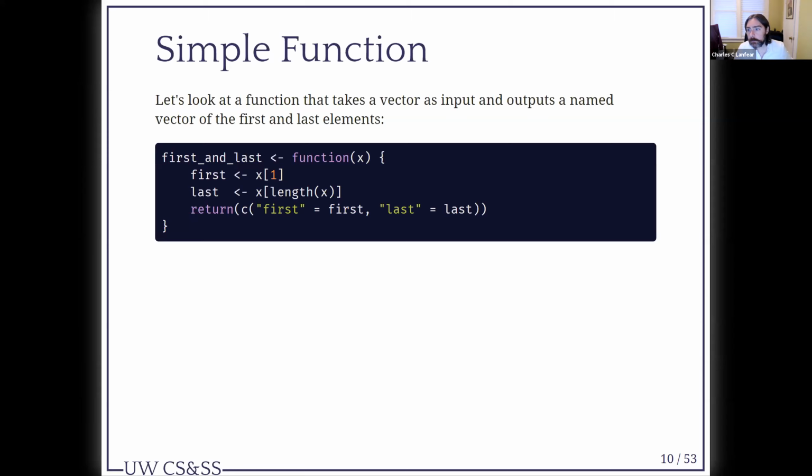Okay, so here's an example of a very simple function. This is a function that will take some vector as an input, and it will output a named vector of the first and the last elements of its input. I'll explain how all the syntax works in a bit, but this is just an example, then we'll make it abstract and we'll have more examples.